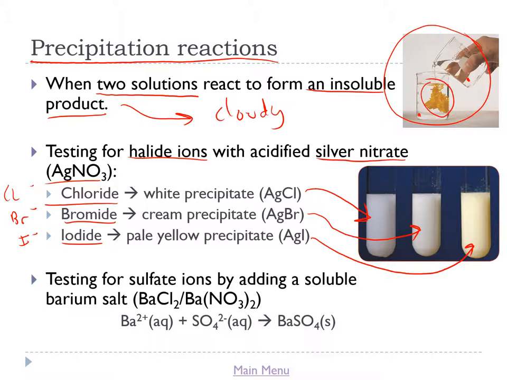Similarly, we can test for sulfate ions by adding a soluble barium salt, such as barium chloride or barium nitrate, to a solution of sulfate ions. And if we have sulfate ions present, then we get this ionic reaction take place where the barium 2+ ions combine with the sulfate 2- ions to produce insoluble barium sulfate, and we get a very thick, very heavy precipitate of white barium sulfate.